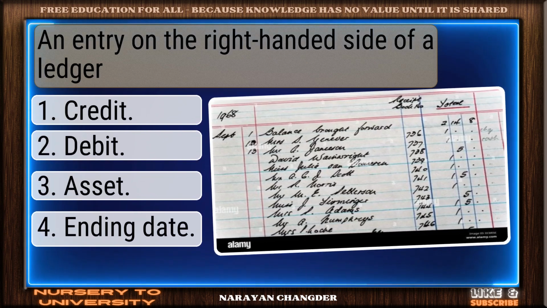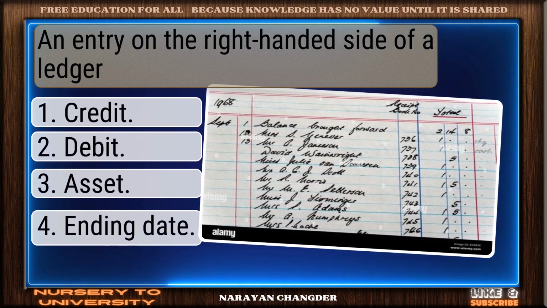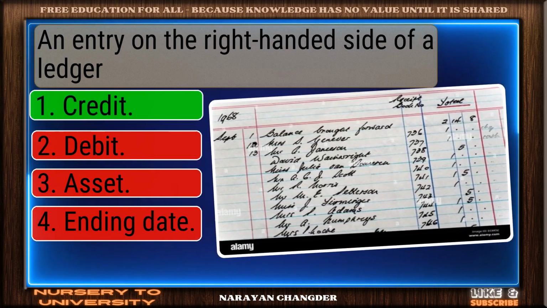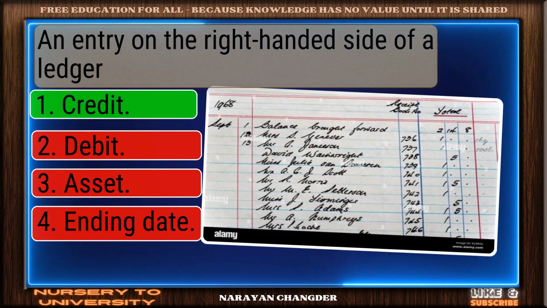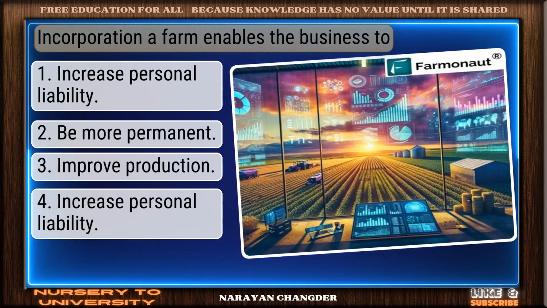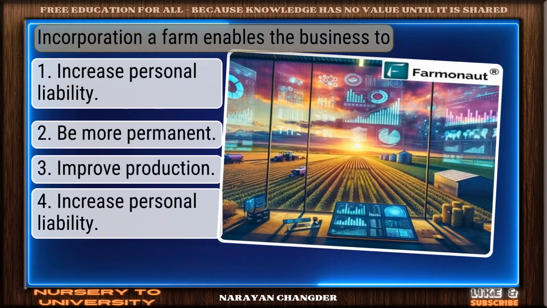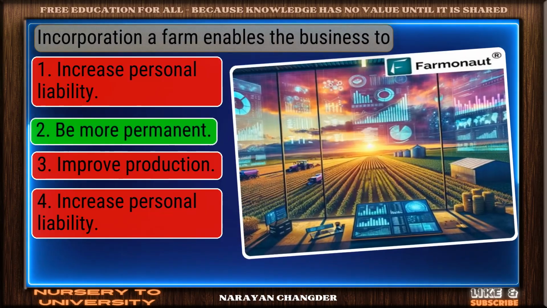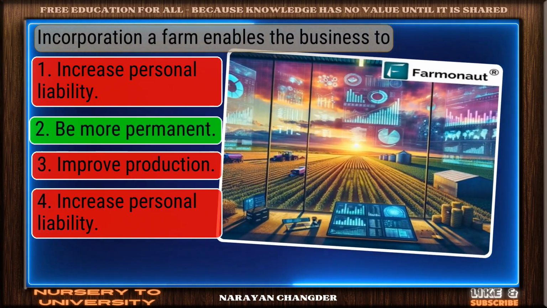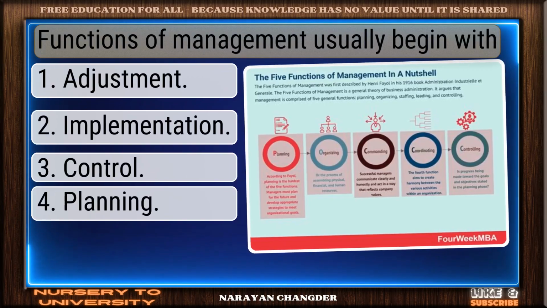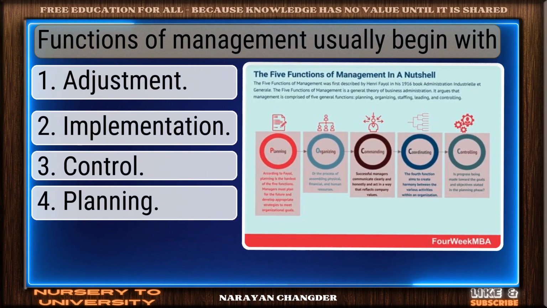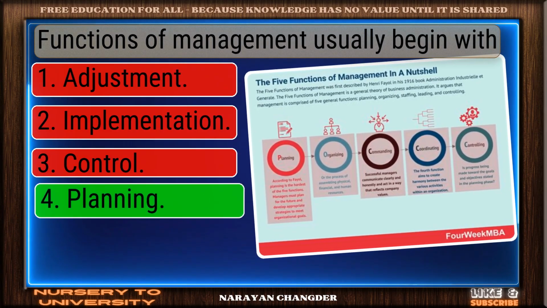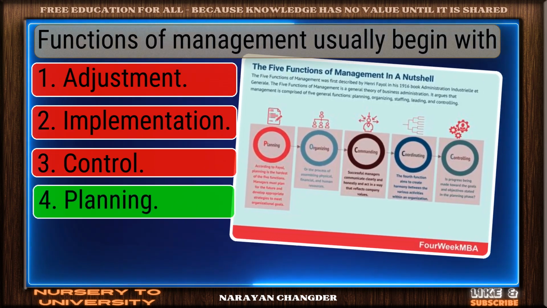An entry on the right-hand side of a ledger. Nice work. You chose credit and it is correct. Incorporating a farm enables the business to? Sharp thinking. Be more permanent is the right choice. Functions of management usually begin with? Valid point. Planning is true.